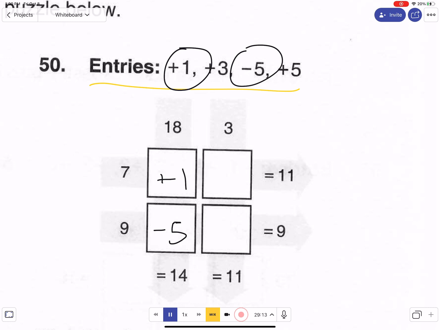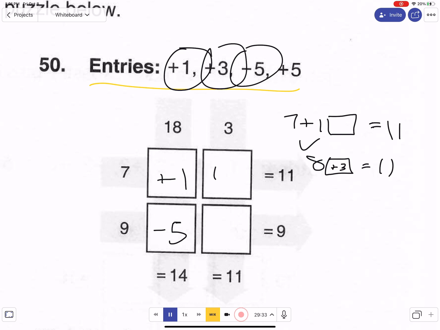Yep. Okay, so now let's do this row. 7 plus 1 plus box equals 11. So that's 8 plus what equals 11? 8 plus 3. So plus 3 should go in this box, and we have our 3 answers, so the only one left is plus 5. So plus 5 would be right here.